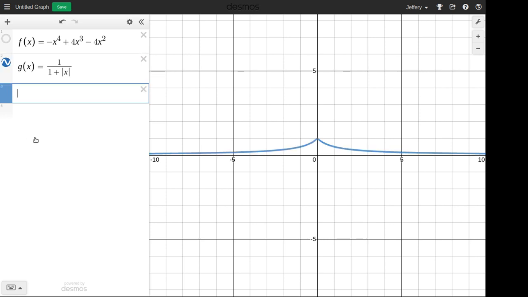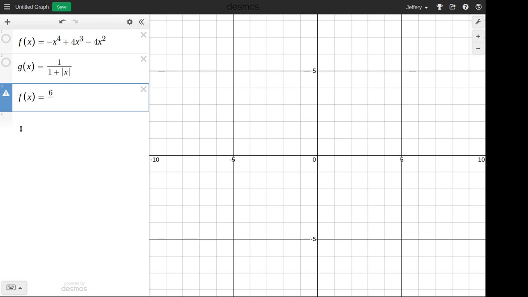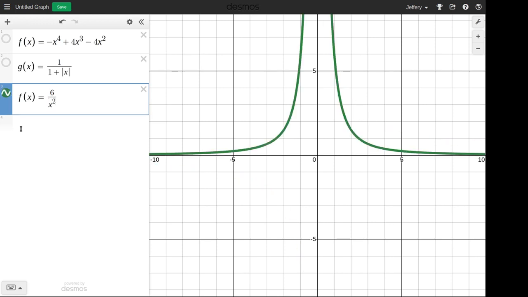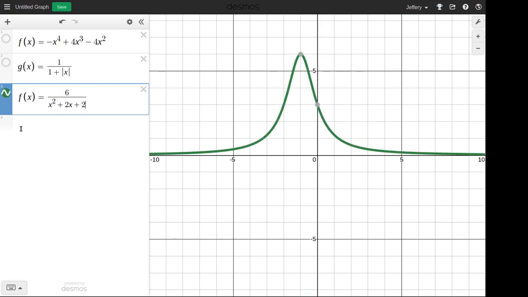All right, let's look at the last one I'm going to look at here. It's going to be number 52. So 52, let me turn this one off, is f of x is equal to 6 divided by x squared plus 2x plus 2. And so we get this nice peaked function.